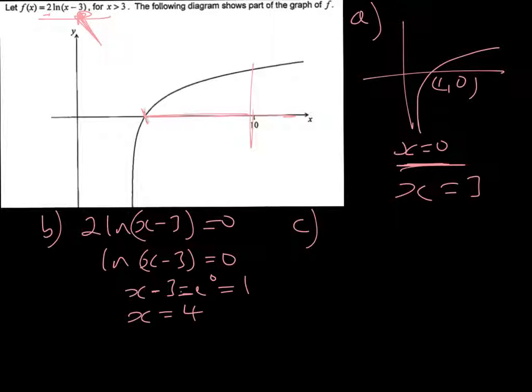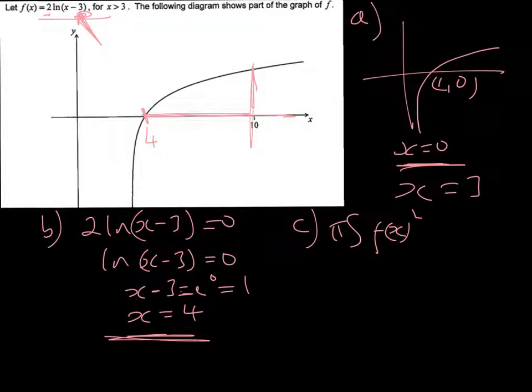So we know that from part B, we found that the x-intercept was at the value x equals 4. So we've got here the lower bound and the upper bound, if you want to think of it like that. So we need to integrate. This would be the general formula that we're looking at. So I'm going to integrate that with respect to x.